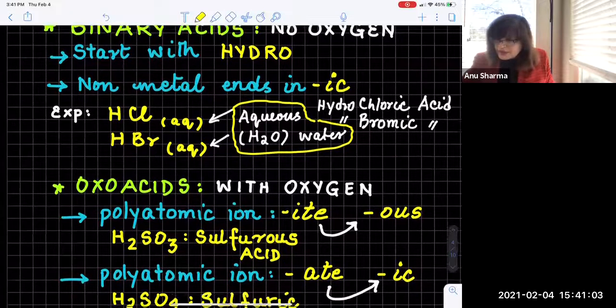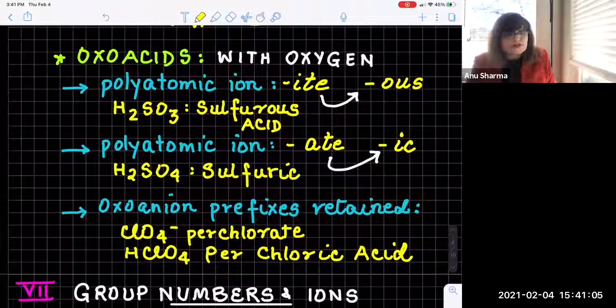And we will look into it in a minute. Then comes the oxo acids. Oxo acids are the ones that contain oxygen. So they are polyatomic ions. Now, with the polyatomic ions.